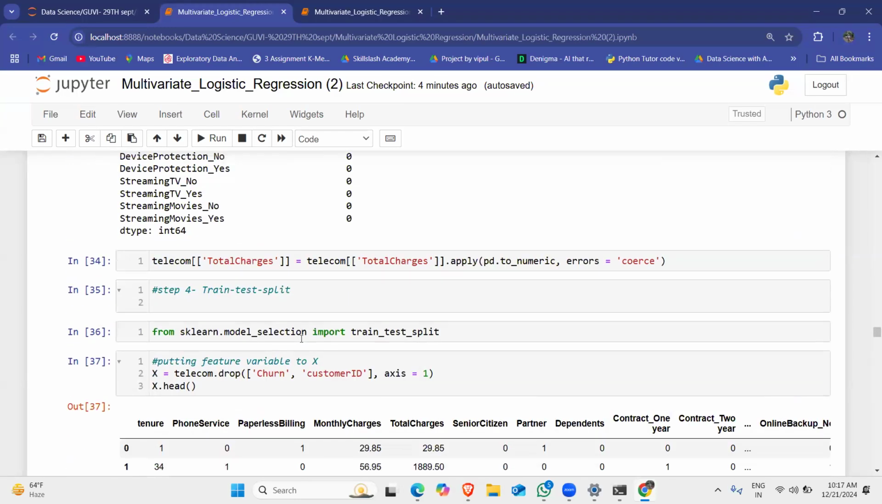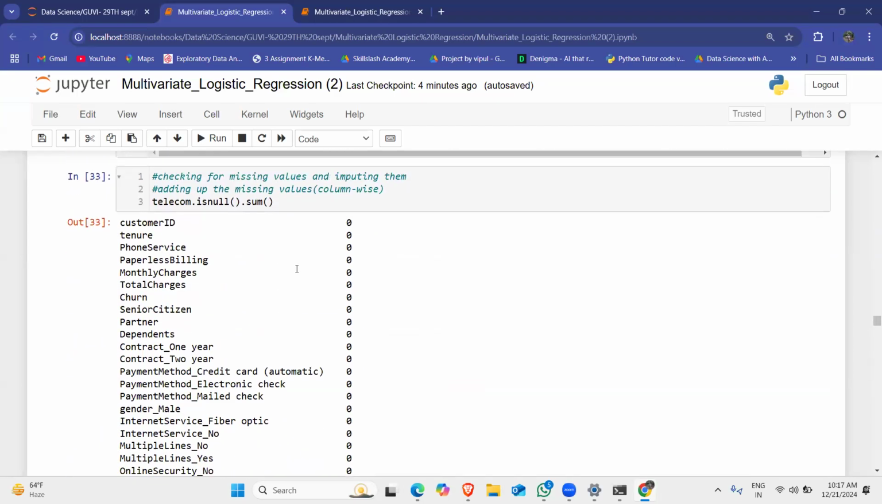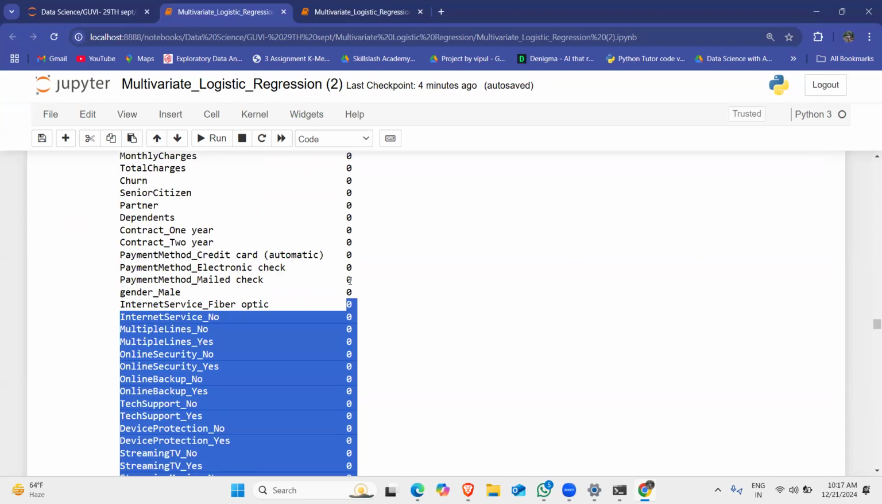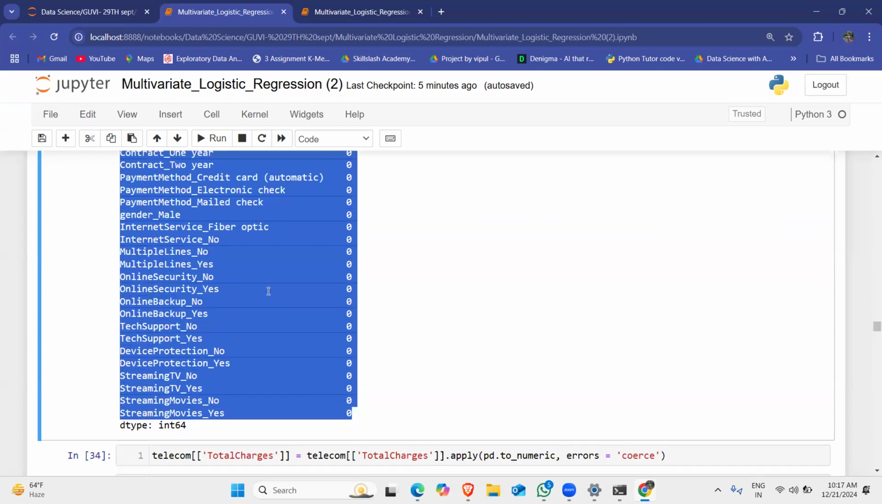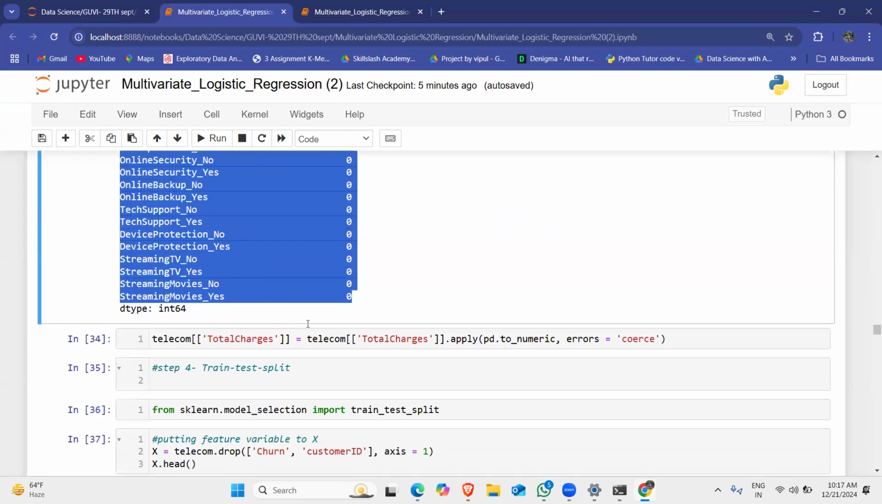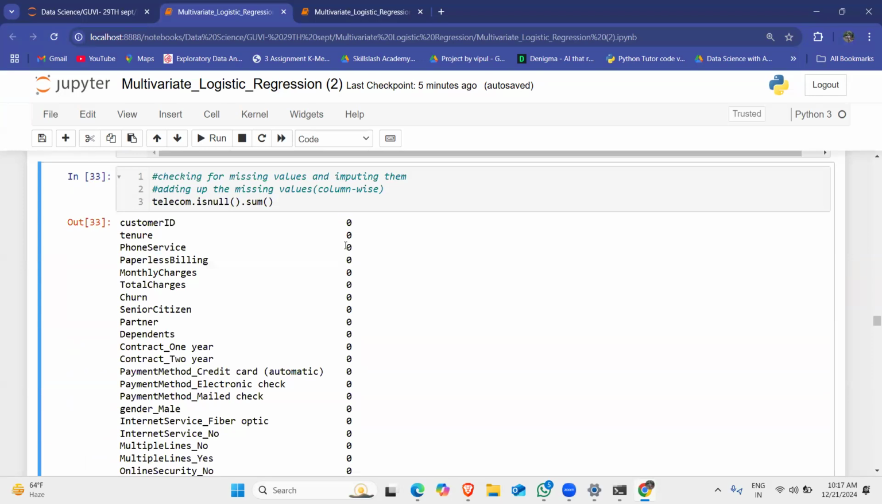Okay, let us drop the missing values. But we don't have any missing values. We have checked that, right? We don't have any missing values. So why does it say that we have missing values? We have already checked, right? We don't have any missing value. We don't have any null records.